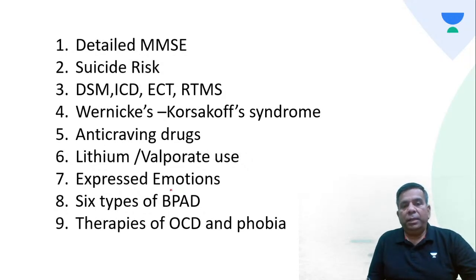The latest in psychiatry, the anti-craving drugs and lithium, have been in the limelight, as you all know. For the last 2-3 years it has been asked in multiple platforms, in multiple directions. And the concept of the 6 types of bipolar, therapies of OCD and phobia. That's all we must know for the INI-CET, other than schizophrenia and depression. There's nothing more to say, but these are what they have been asking in the last 2-3 years.